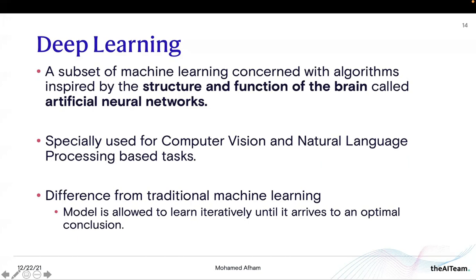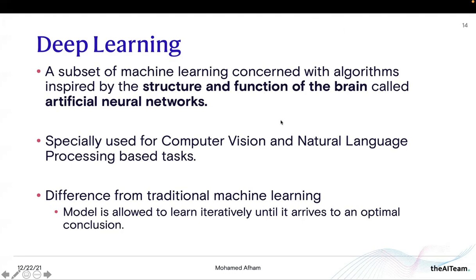You can see that deep learning is widely used in tasks such as computer vision. Image classification, which I explained previously, is one of the tasks in computer vision. And sentiment analysis, which I was talking about previously, is one of the tasks in natural language processing. And also, what is the difference between traditional machine learning and deep learning?